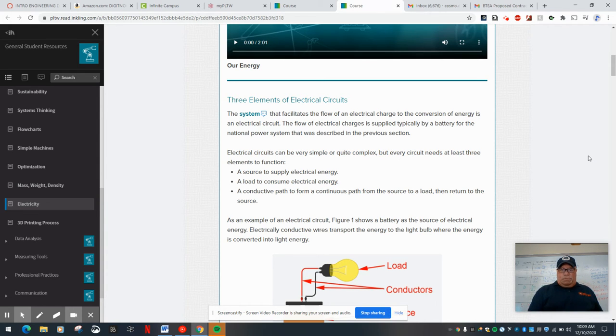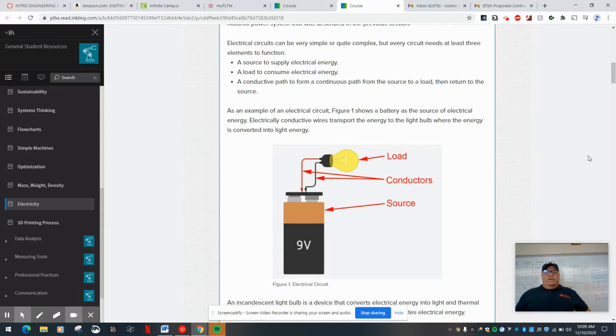As an example of an electrical circuit, Figure 1 shows a battery as the source of electrical energy. Electrically conductive wires transport the energy to the light bulb, where the energy is converted into light energy, as you can see, okay?